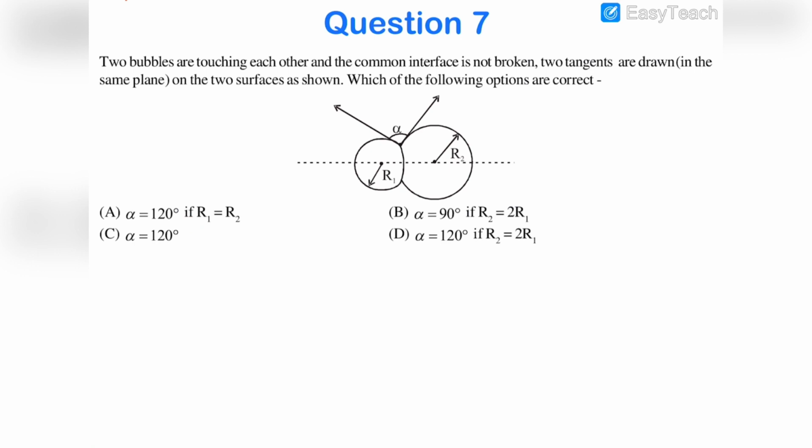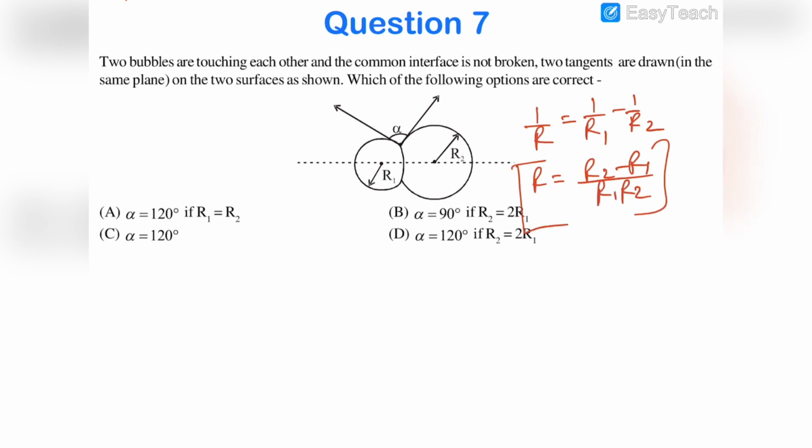Now first of all, we know that the radius of the common interface would be given by 1 upon r is equal to 1 upon r1 minus 1 upon r2. So r will be equal to r1 r2 upon r2 minus r1. This is the first formula.